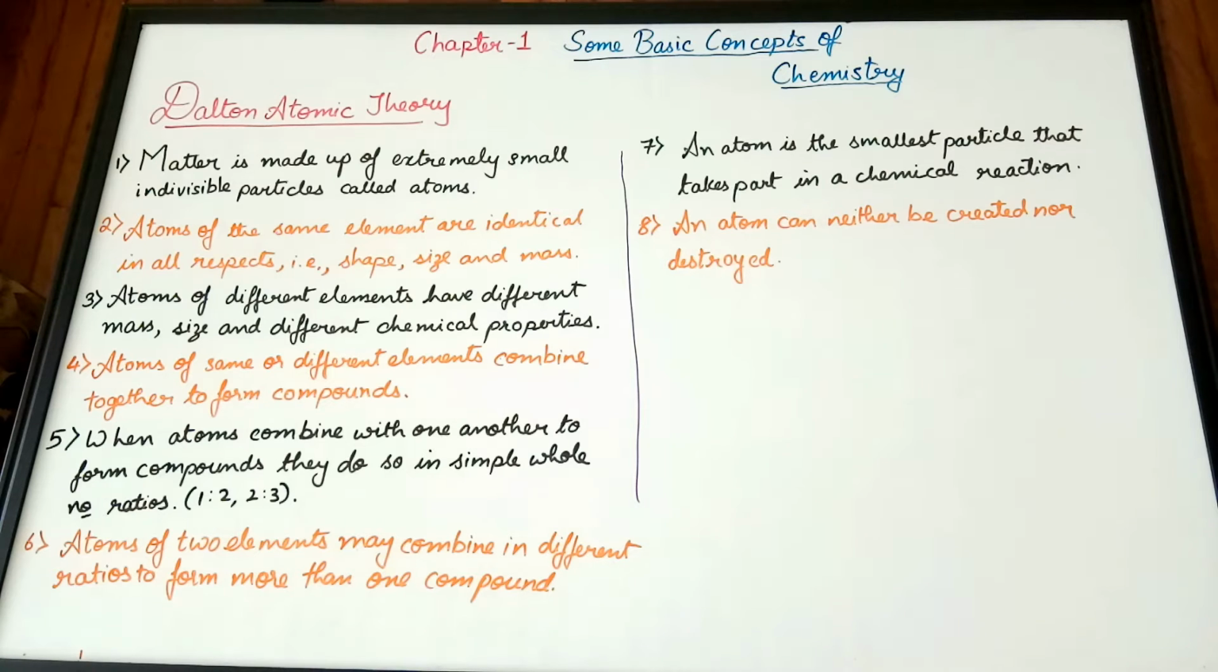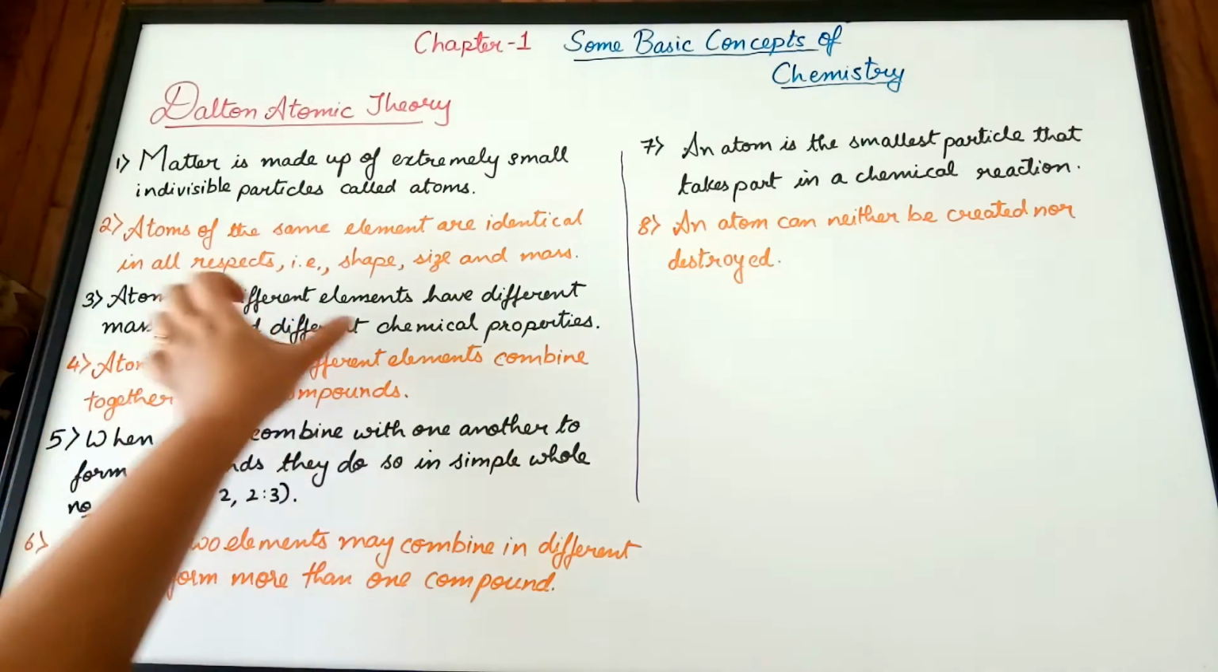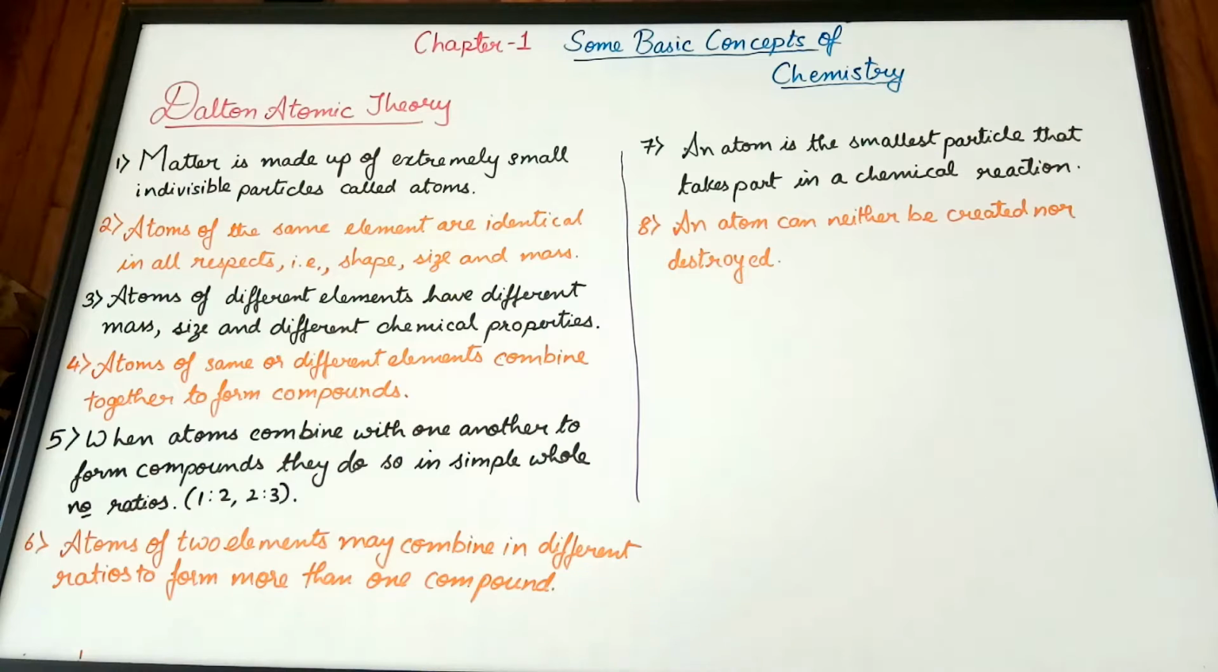The third rule is the opposite. If you have atoms of two different elements, they will differ in mass, size and chemical properties. The fourth rule said that the atoms of same or different elements combine together to form compounds.